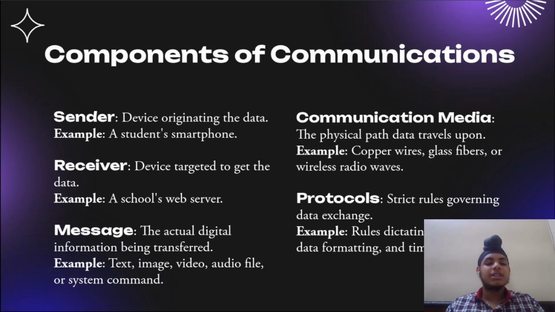Take an example of ordering food from, let's say, Swiggy or Zomato. In that case, your smartphone placing the order would be the sender, the receiver would be the restaurant, and the message would be the bill or the items ordered by you. Then the protocol will make sure that the restaurant system correctly reads and understands your phone's digital request exactly as it was sent.